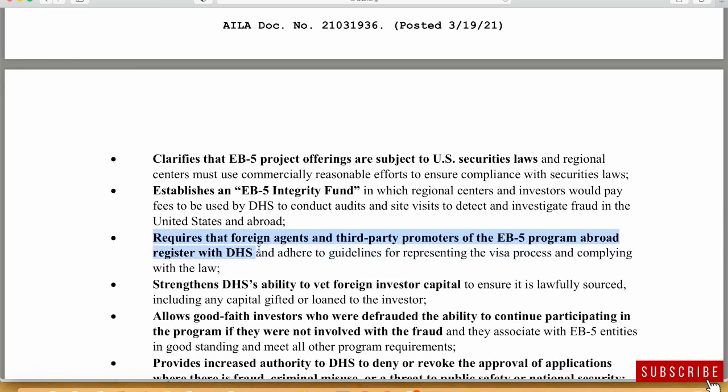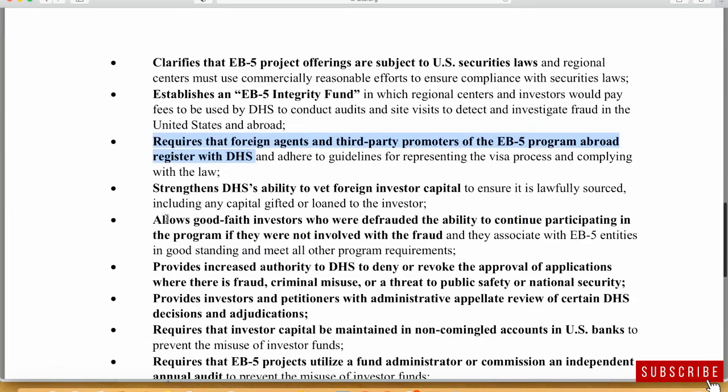This is a very important piece of information here. The reason is, I attended so many of these conferences, especially in China, where many wealthy investors are interested in EB-5 programs, and many of these agents are just random people who are not really licensed attorneys. They don't really have qualifications, and they are acting like they know everything about these programs. And that was also one of the reasons why there is a lot of fraud going on. And in order to remove this, there is going to be a requirement to register with DHS, which in my opinion is very important.